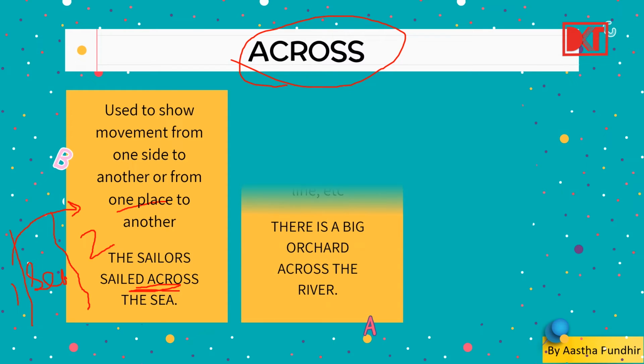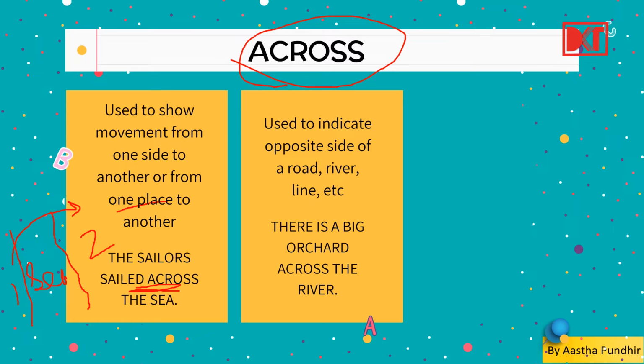Next usage could be used to indicate the opposite side of a road, river, line, etc. There is a big orchard across the river. Now this is a river and there is a big orchard. यहाँ पे there is something, suppose we say there are trees or things. So अगर ये हम यहाँ पे खड़े हैं and we are saying कि river के उस side है कुछ, okay? So there is something across the river, मतलब दूसरी place पे, okay?